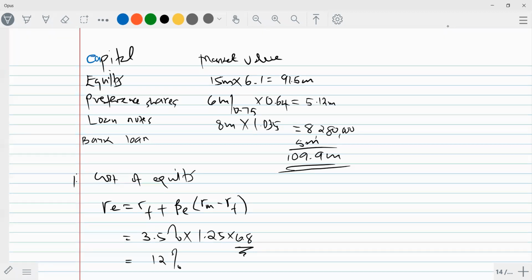To give us a cost of equity of 12%. Okay, having done that, next is to get the cost of preference shares.